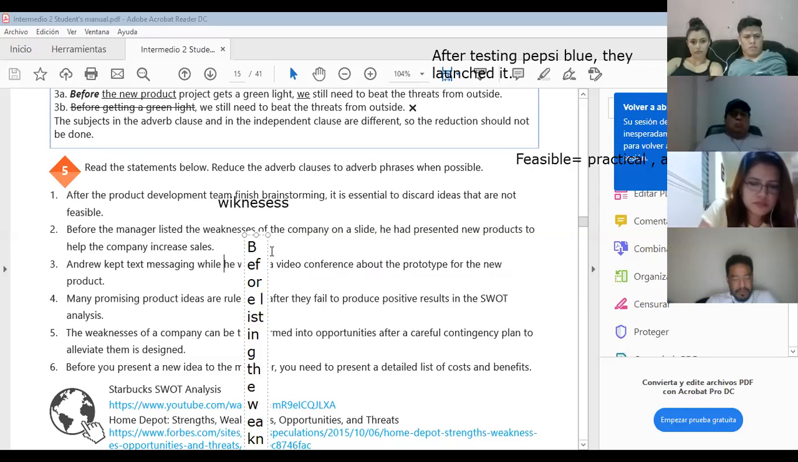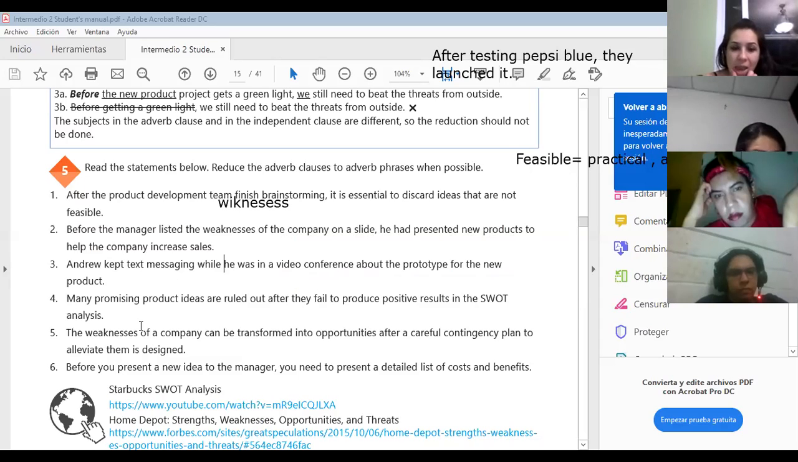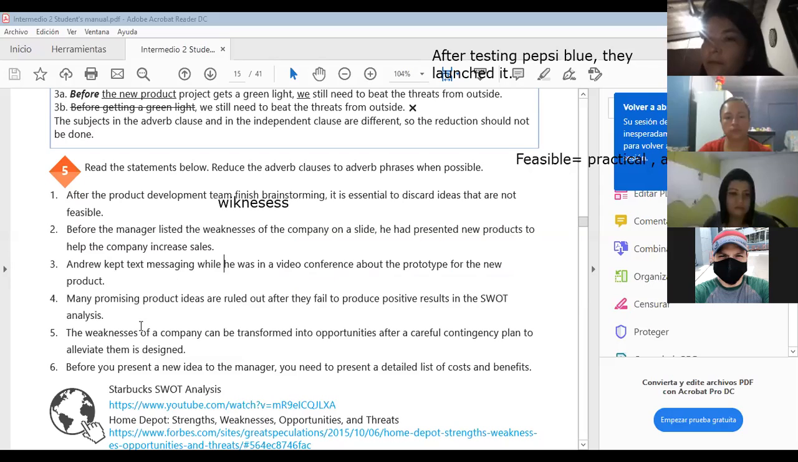It's possible because it's the same subject. All right, good. This is in your manual. We are on page 15, if I'm not mistaken. Let's read number three. Samuel, can you read number three, please? Andrew kept text messaging while he was in a video conference about the prototype for the new product.